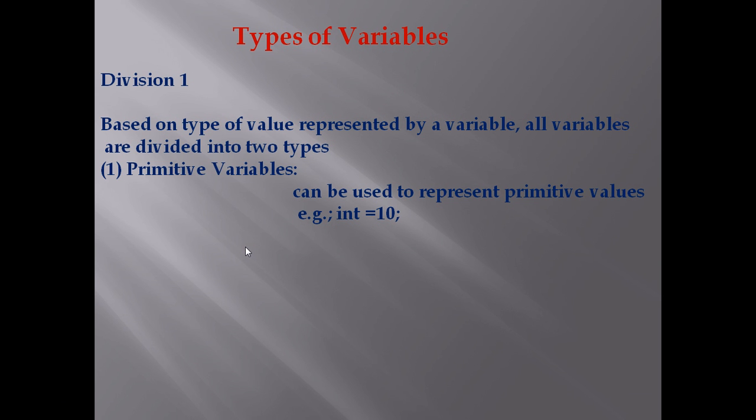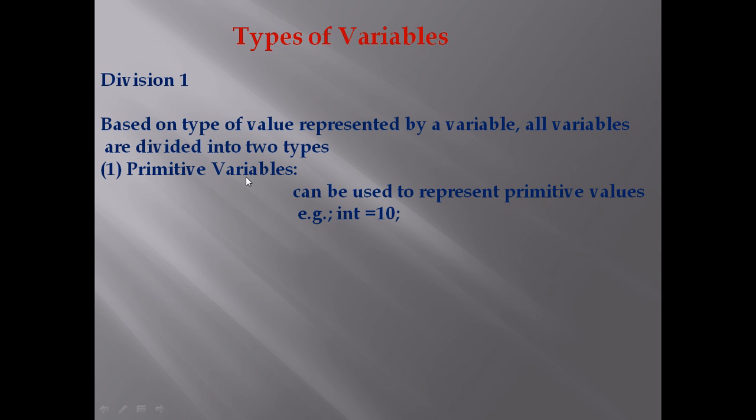So when I declare int, it's int x equals 10. Actually it's a mistyping, please consider this as int x equals 10. So that can be used to represent primitive values, right? So x here is a primitive variable because we are using a primitive data type for primitive values. That's why type 1 is primitive variables. Division 1 states the type of value represented by the variable, so the variable representing a primitive value is a primitive variable.